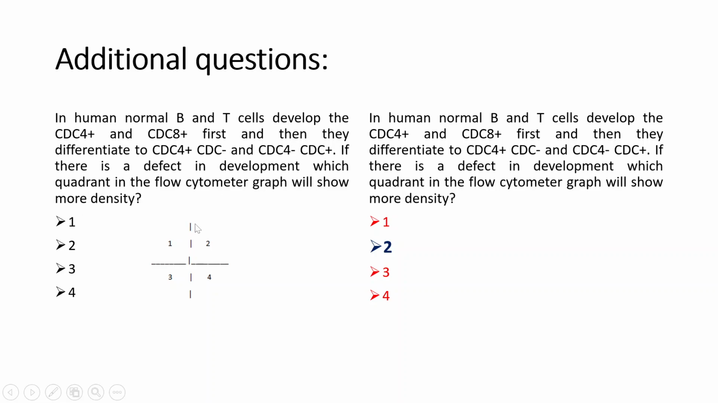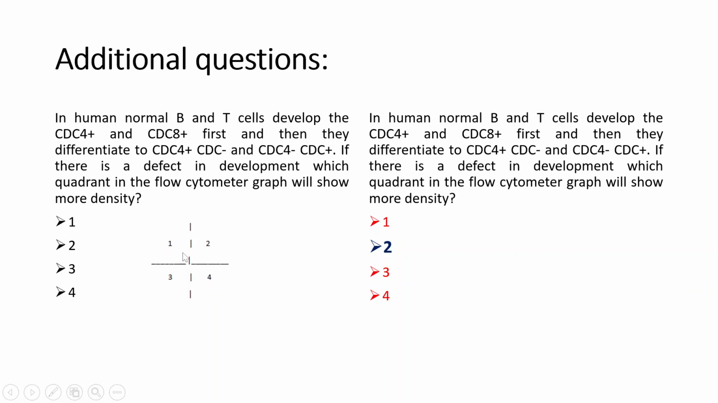As they begin to develop further, the B cells or the T cells develop their characteristic phenotype, that is, they lose one of their markers. So either they are CD4 plus and CD8 minus, or they are CD4 minus and CD8 plus. If they're CD4 plus and CD8 minus, we can expect them in this region. And if they're CD8 plus and CD4 minus, we can expect them in this region.